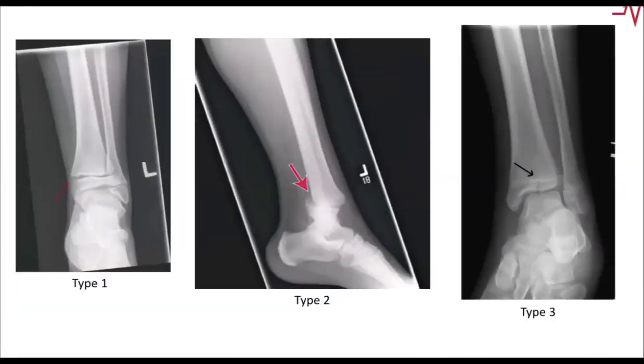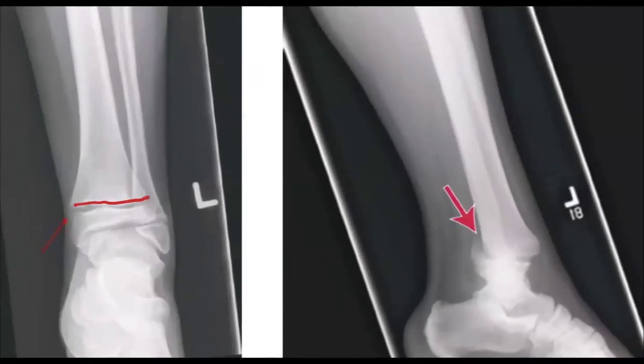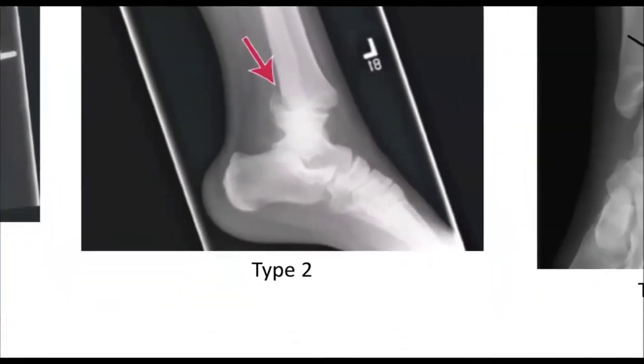This is a type 1. You can see here, hardly can you pick up anything. The gap has increased. Here they say the gap has increased. It's very difficult to pick up, and X-rays usually appear normal. What about this? This is a type 2.